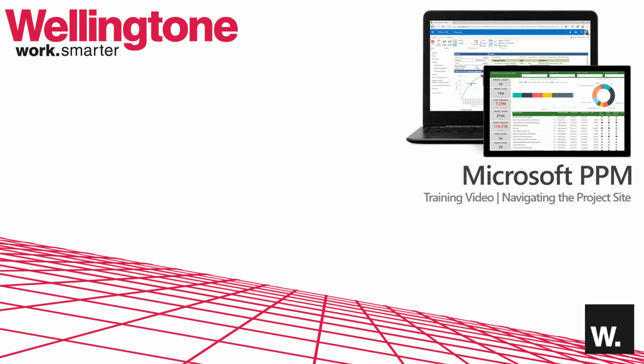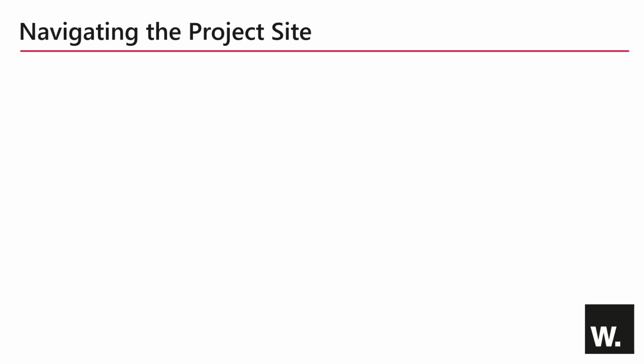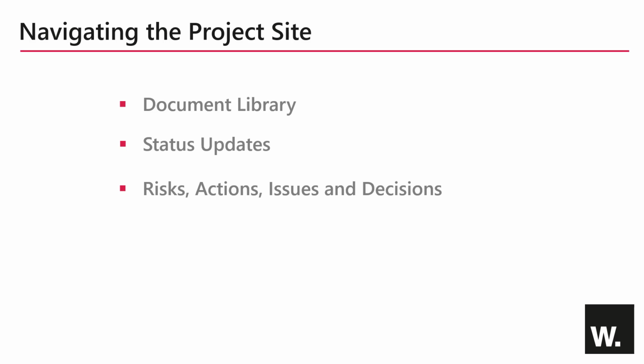This video will be focusing on how to navigate your way around the project site, as well as some of the benefits the project site provides. The project site is built on a SharePoint site, and it's usually home to at least one document library. It's a place for project manager status updates. It hosts the risks, actions, issues and decisions logs, and it could also include other useful project management toolkits, such as a change log, an assumptions log, and possibly even a stakeholder log.